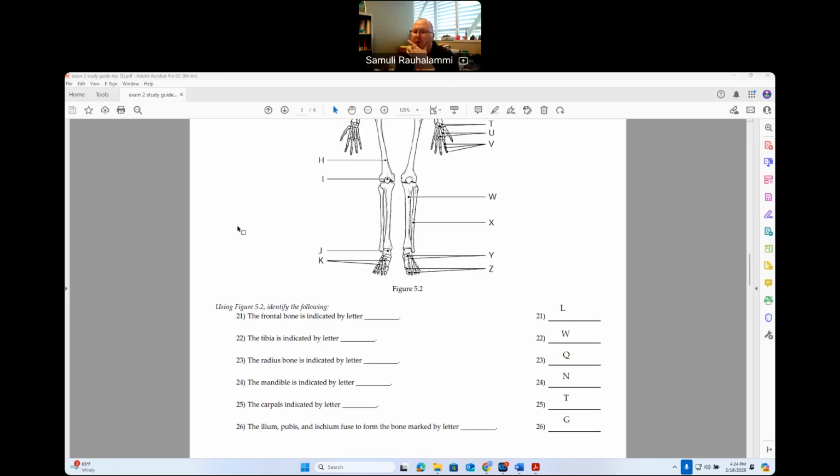Mandible was the term for the jawbone. Carpals instead was the group of 8 wrist bones. And remember that hip bones were formed by fusion of bones of ilium, pubis, and ischium.